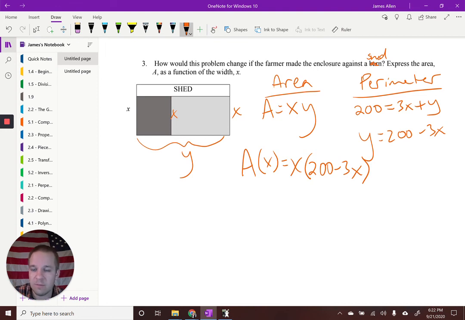Okay, so we're going to be able to do a little more with this one because we're using that shed as a part of the fenced in area, right? So that's how it would change this function. I'm no longer doing 2 times y, it's just 1 y dimension. And there we go. We've got our area. Didn't ask for anything else. I think we're good. I'm good with this video. That was a solid amount of application there.